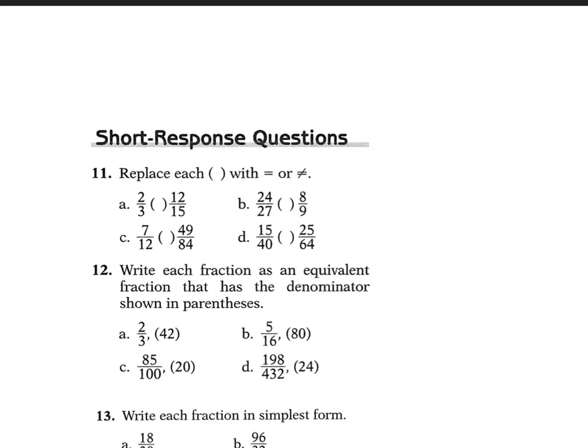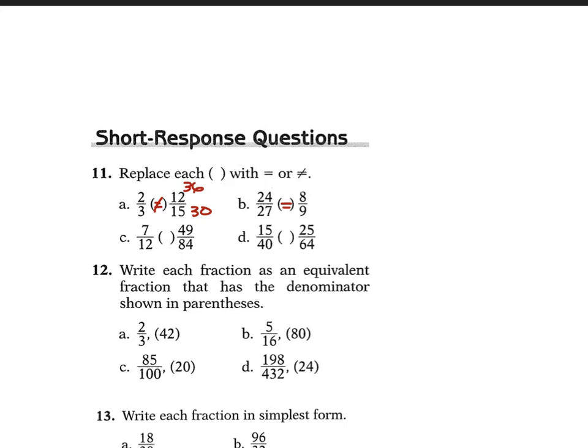For 11, we're replacing each set of parentheses with an equal or not equal sign. So for these, we can cross multiply, so we would have 3 times 12, which is 36, and 2 times 15, which is 30. Those are not equivalent, so we put a not equal sign in them. For B, we have 24/27 and 8/9. Well, we know 27 divided by 3 is 9, and 24 divided by 3 is 8, so those two are equal. You could, again, cross multiply.